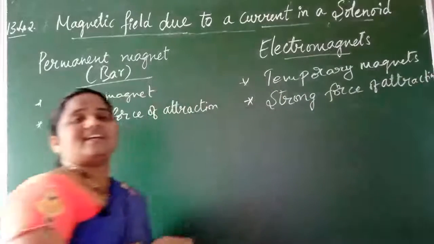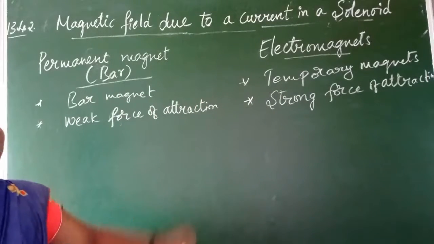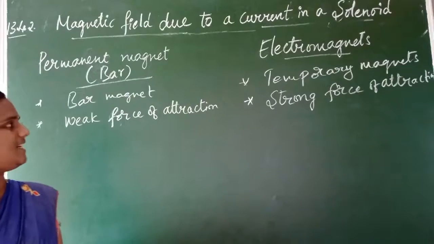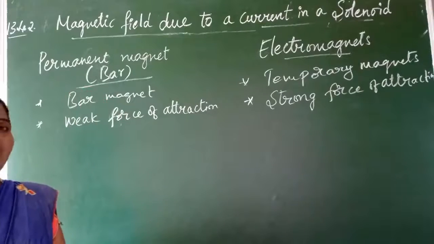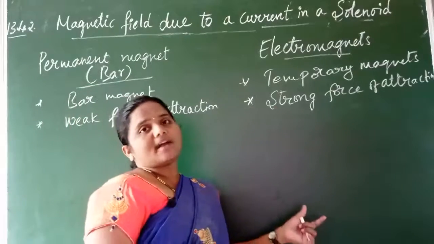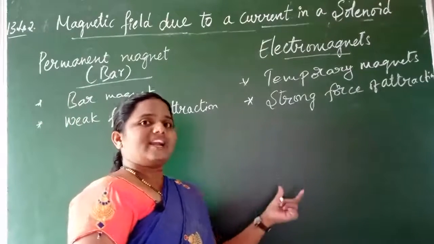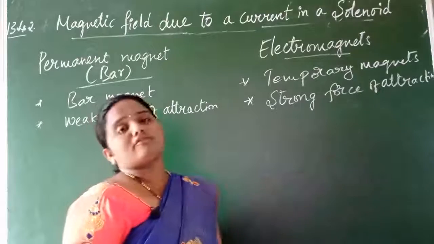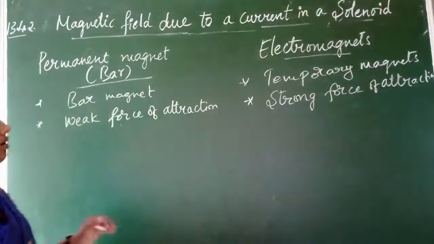Because if we increase the magnetic field, it will become a stronger one, isn't it? In the case of permanent magnets, a weak force of attraction is found, whereas in the case of electromagnets, with the switch on and off, we can make a strong force of attraction between the coil.